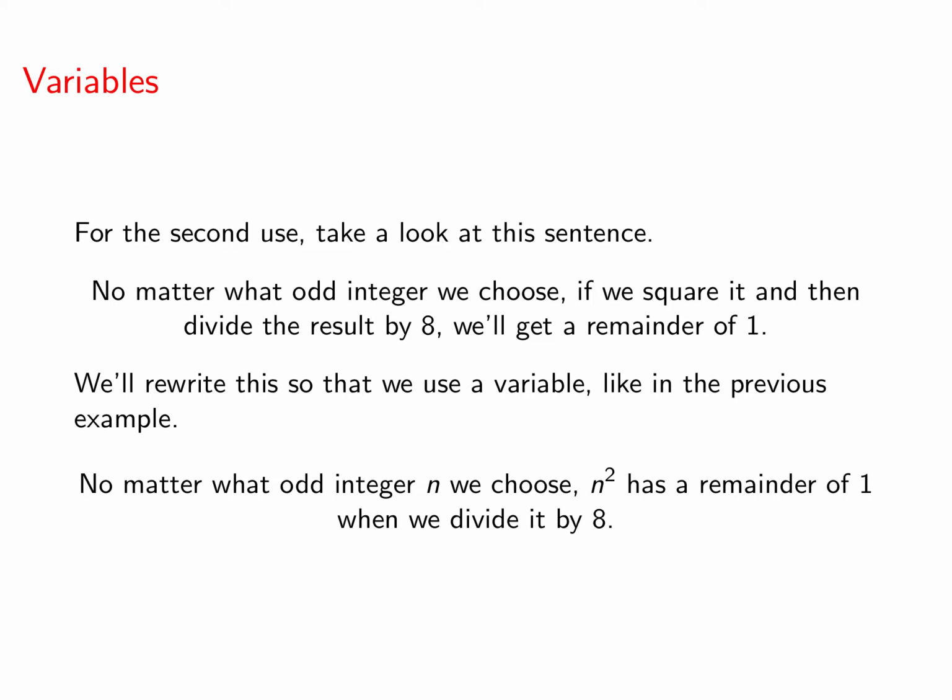This is an example of being able to describe something about every element in a set. In this case, the set in question is the collection of all odd integers. Now this happens to be a true statement, but we're not going to prove it right now. We'll save that for later.